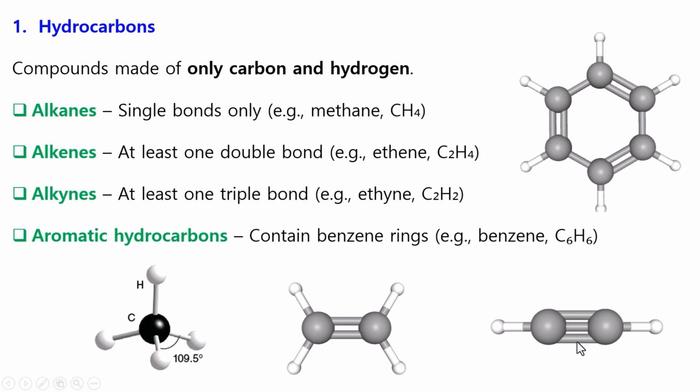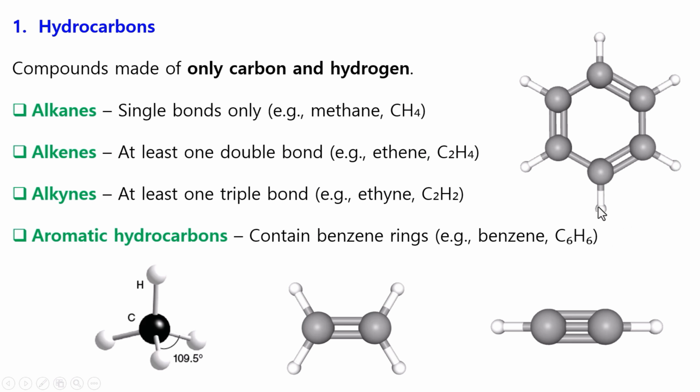And the third one is alkynes. If you see, this is the carbon, the second carbon, the 2 carbons connected with 3 bonds. These are triple bonds, with 1 hydrogen on each carbon. The molecule name is acetylene. So this is an alkyne molecule. The molecular formula is C2H2. Fourth one is aromatic hydrocarbons, which contain a benzene ring. Example is benzene, C6H6.